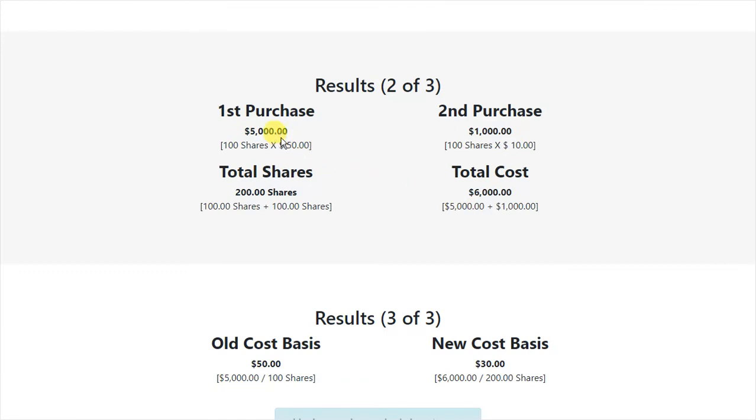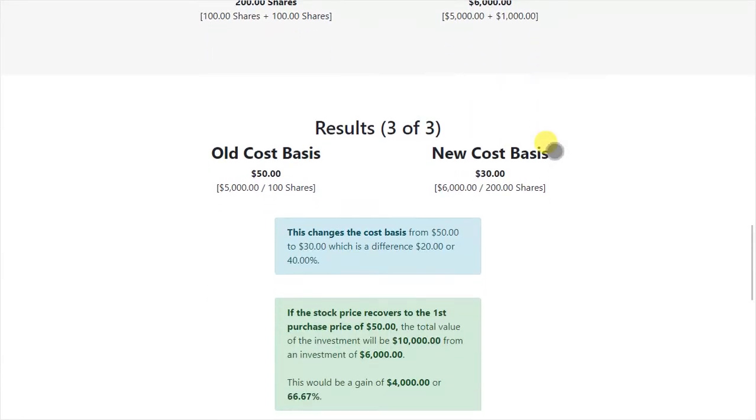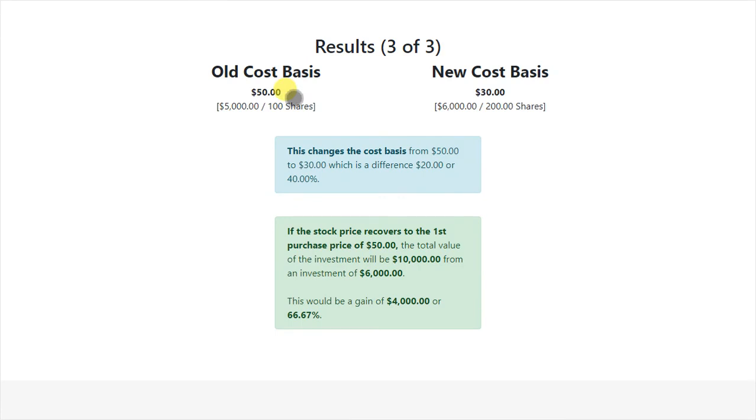The first purchase was 100 shares at 50, which is $5,000. The second purchase was 100 shares at 10, which is $1,000. So the total number of shares now is 200 shares. The total cost of the investment is $6,000, which is $5,000 plus $1,000, right? The old cost basis, when you just had 100 shares, was 50. No news there. But the new cost basis, because the person averaged down, is $30 a share. So that's what that's about right there.